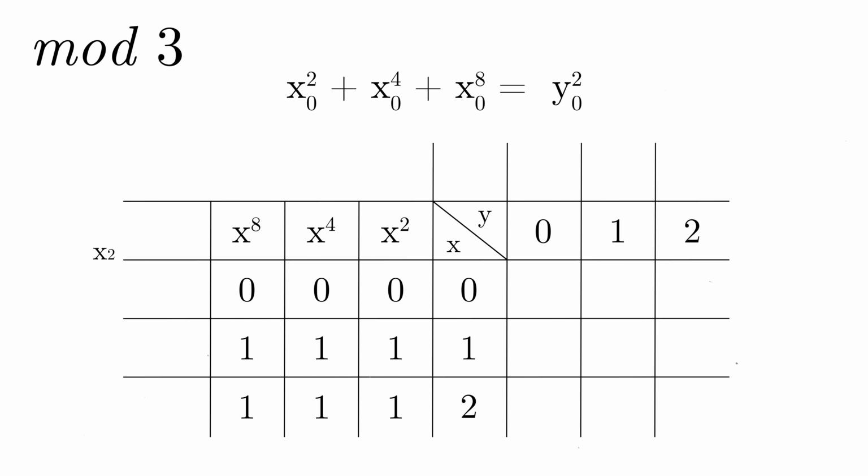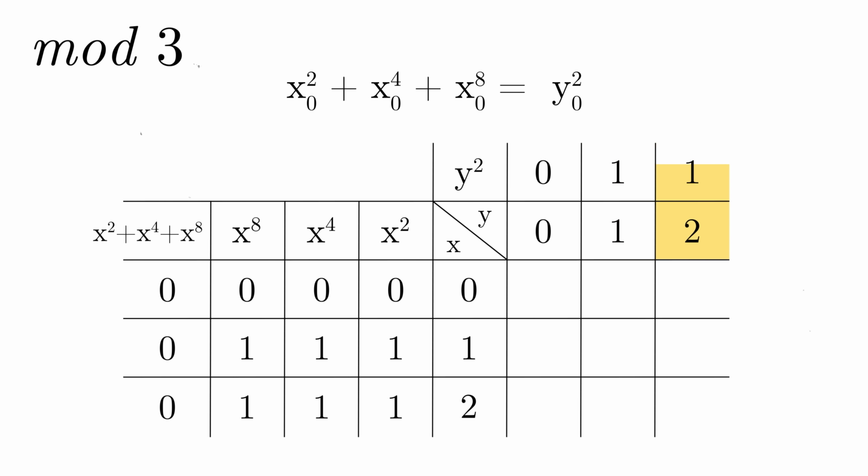Now we can sum up x squared plus x to the 4 plus x to the 8 to find the left-hand side of the equation. If x is 0, then the sum is equal to 0. If x is 1 or 2, the sum is 3. But again, we're working mod 3, so 3 is the same as 0. Now let's calculate y squared. If y is 0, y squared is 0. If y is 1, y squared is 1. And if y is 2, then y squared is 4. But again, 4 mod 3 is 1.